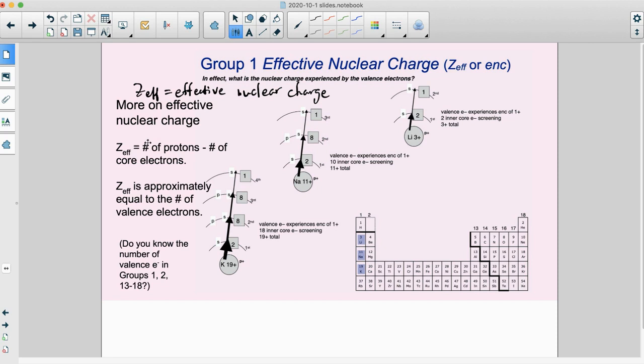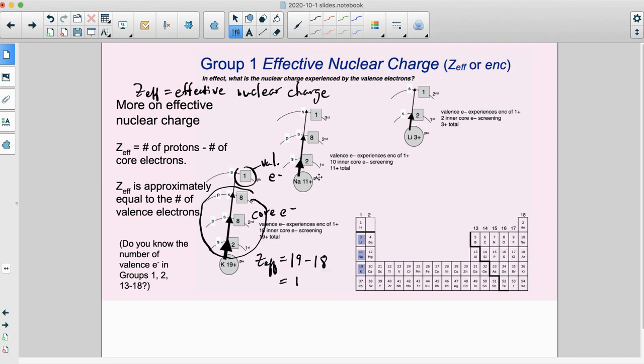We can calculate Z effective by taking the number of protons in the nucleus and subtracting off the number of core electrons. For example, if we look at potassium right here, Z effective would be the number of protons, which is 19, minus the number of core electrons. That would be these electrons right here. These are the core electrons. This one electron here is a valence electron, which I'll abbreviate as VAL. So here, Z effective is 19 minus 18. This gives us an effective nuclear charge of about 1.